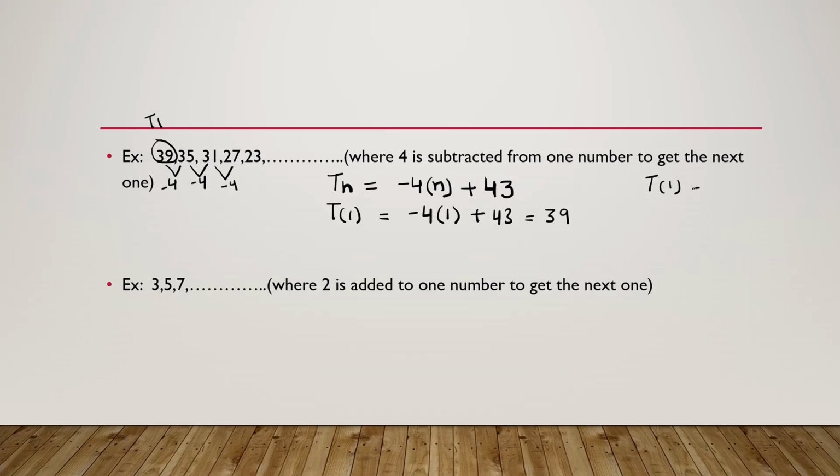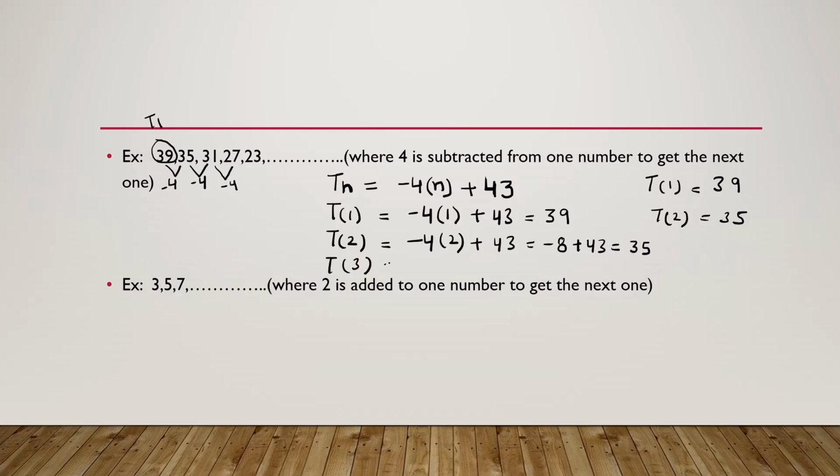So T1 equals 39. Likewise, I will calculate the second term of the sequence: minus 4 times 2 plus 43. Minus 4 into 2 is minus 8, minus 8 plus 43 equals 35. So T2 equals 35.